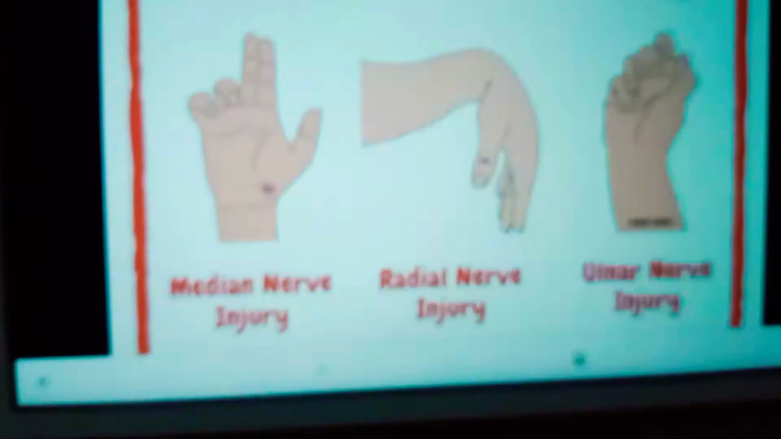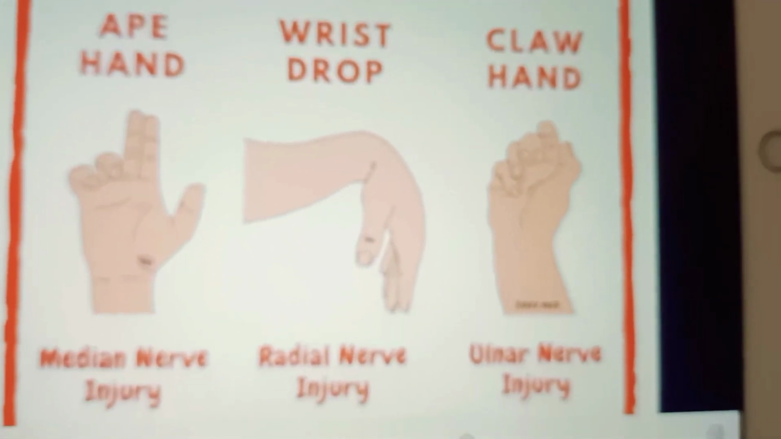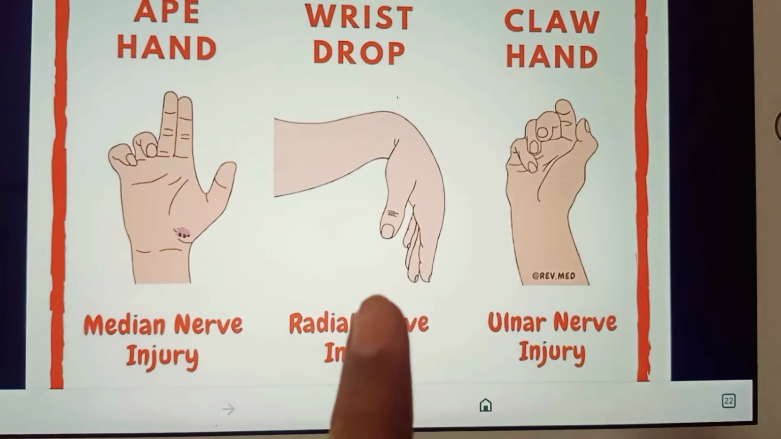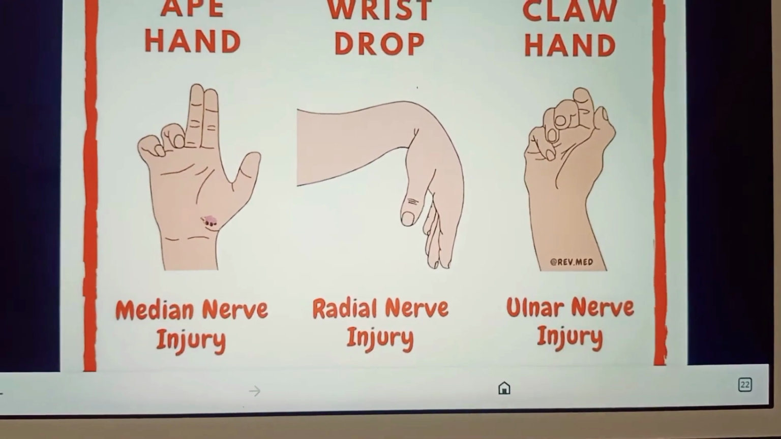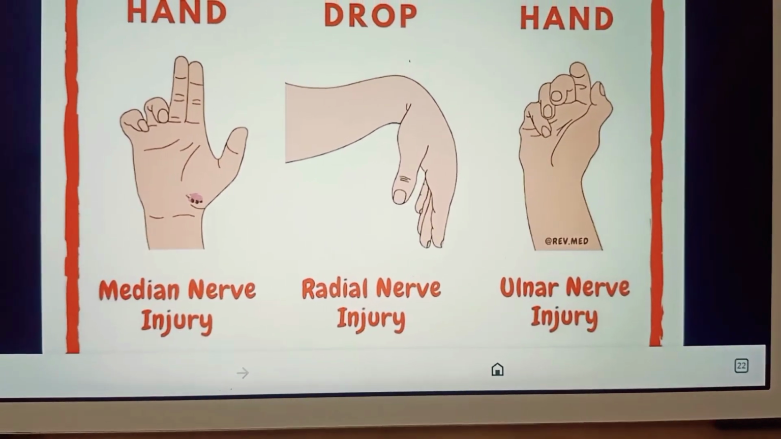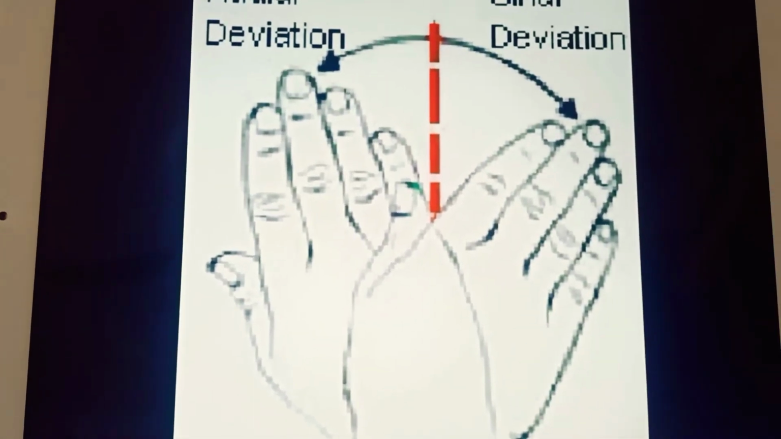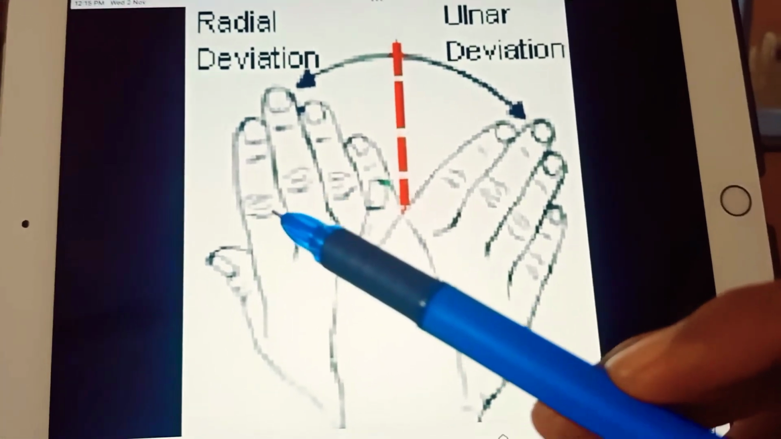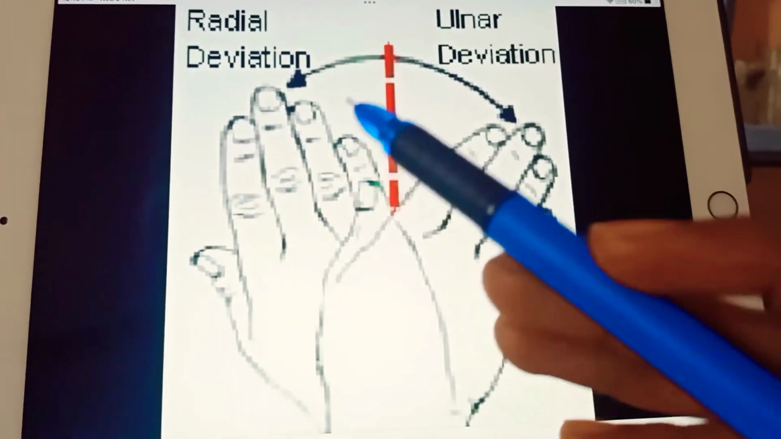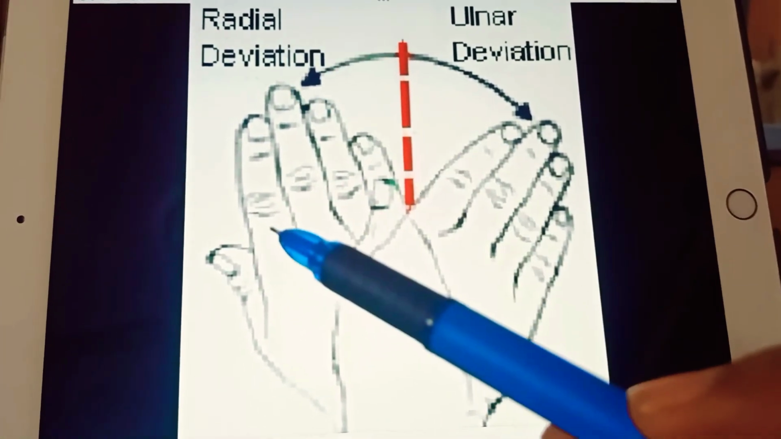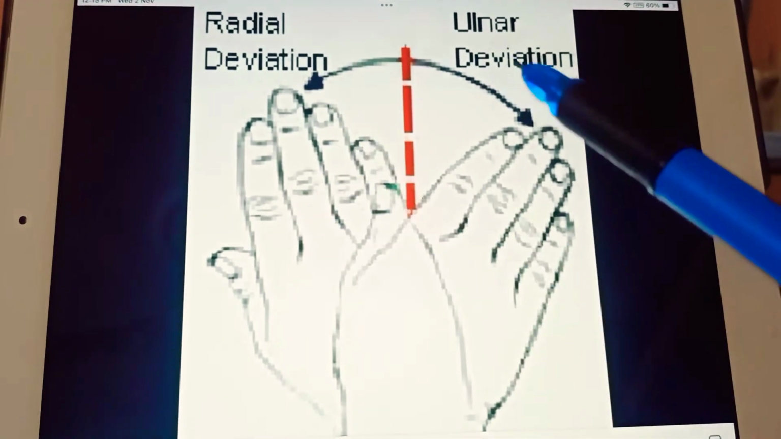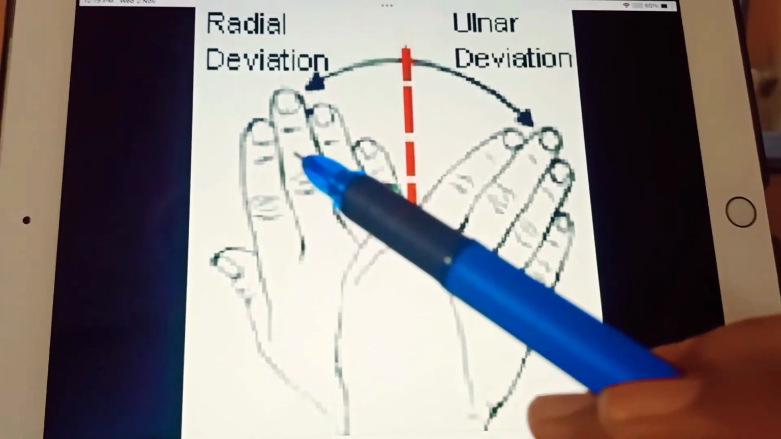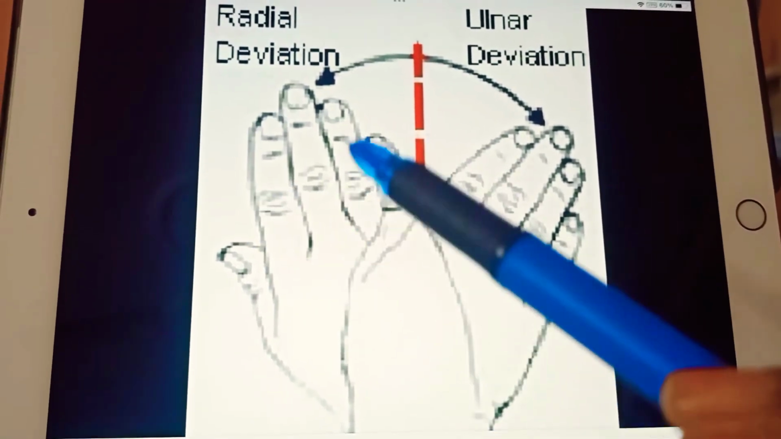So here you can see in this diagram the claw hand or the ulnar claw, where you can see the little finger and this side is affected because that is mainly supplied by our ulnar nerve. And in the case of ulnar nerve lesion, there will be radial deviation. So always remember, if the ulnar nerve is affected, there will be radial deviation. If the radial nerve is affected, there will be ulnar deviation. So opposite always. So here the ulnar nerve is affected, so you will have radial deviation.